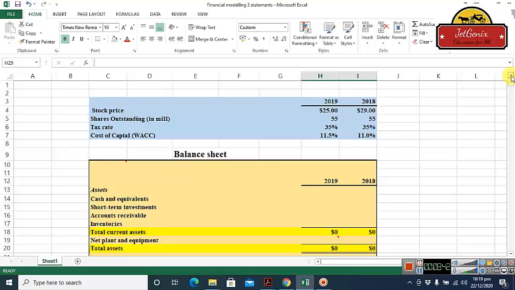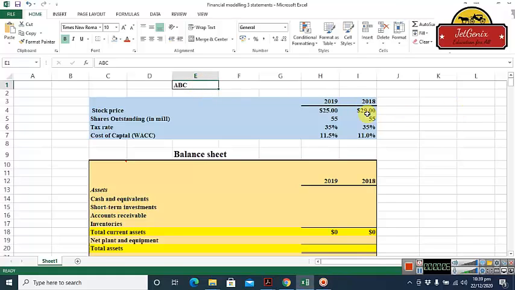Okay, so here if you see this one, we have the 2018 data and 2019 data of this company. The very first data which we have is the stock price. Okay, the stock price of this company, let's create a name for this company. The company name is ABC. Okay, so ABC is the company name.